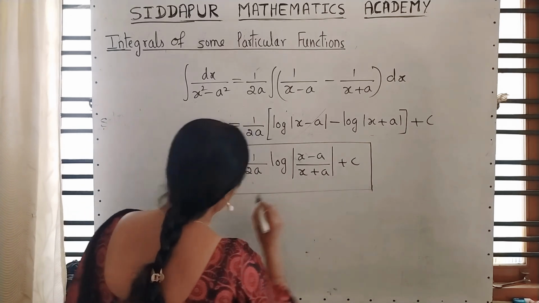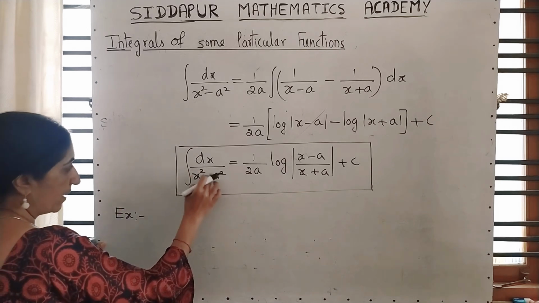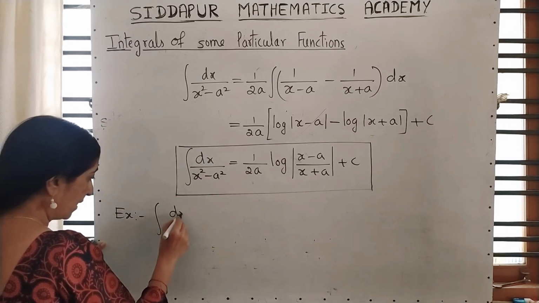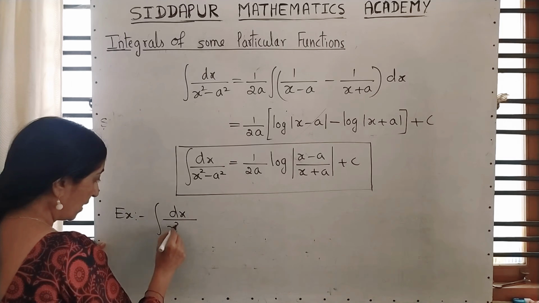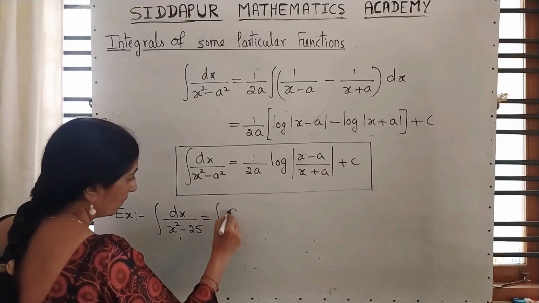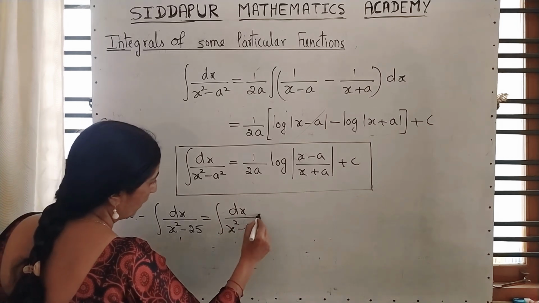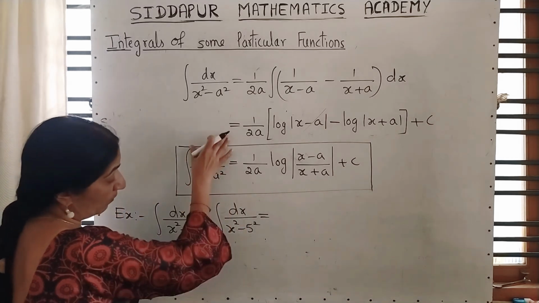Now, let's work through one example. x is a variable, a is a number. Integral of dx upon x square minus 25. Then how do you write it? dx upon x square minus 5 square. Directly write it using the formula above.